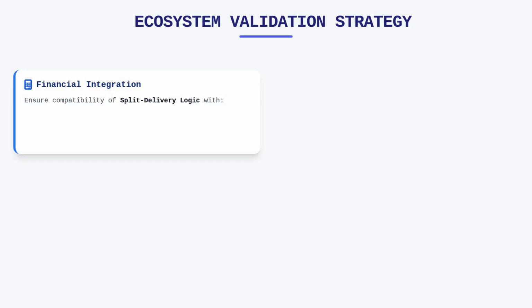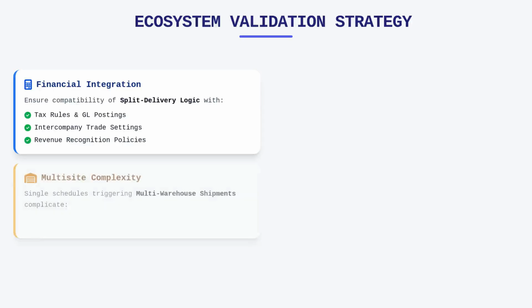Validation of the underlying ecosystem is mandatory for a stable implementation, as delivery schedules impact deeper financial and inventory modules. Because these lines influence general ledger postings and inventory valuation, you must verify that your tax rules, intercompany trade settings, and revenue recognition policies are compatible with split delivery logic. In multi-site environments, a single delivery schedule might trigger shipments from different warehouses, which adds a layer of complexity to inventory tracking and picking workflows.